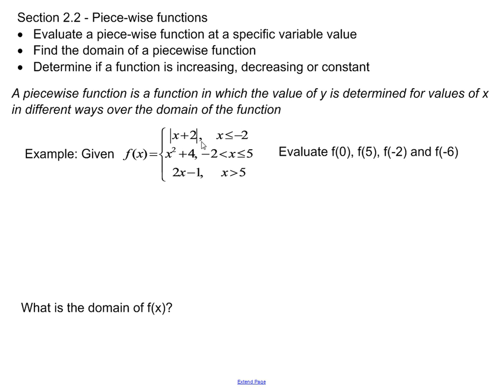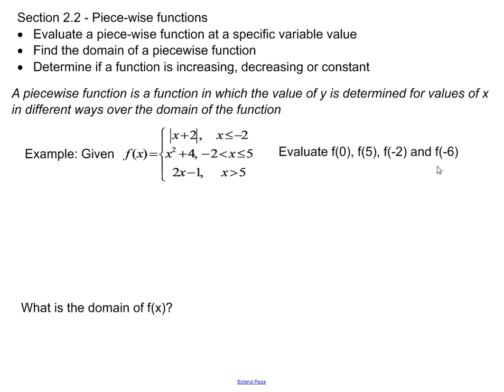Either f of x is equal to the absolute value of x plus 2 when we substitute in values of x that are less than or equal to negative 2. F of x is equal to x squared plus 4 when the number that we substitute in for x is greater than negative 2 but less than or equal to 5. And then f of x is equal to 2x minus 1 whenever we substitute in values of x that are greater than 5. Well, what does that mean to us?